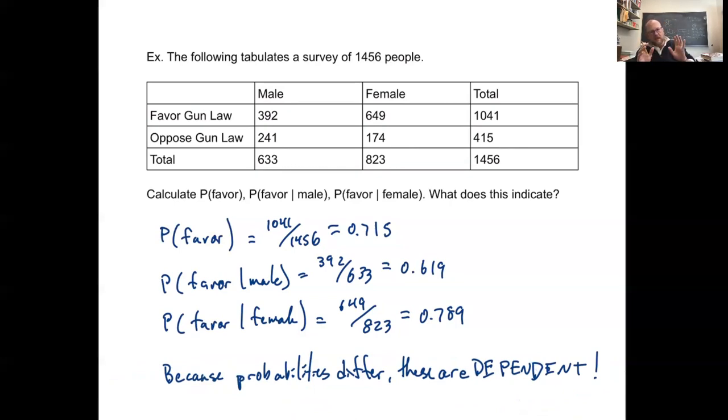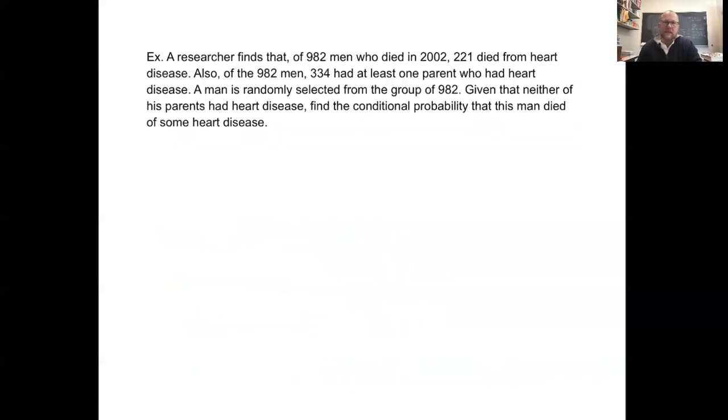It doesn't say that being male or female causes you to favor or oppose the gun law. It doesn't say that favoring or opposing the gun law makes you male or female. We are not assigning causality on these, right? Causality is really the realm of the actual sciences as opposed to math and statistics. We are just making the observations there. All right, and I think this might be the last one.